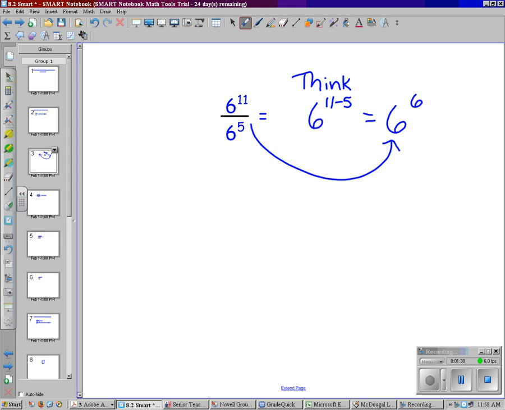Angela? When it says 11 minus 5, it does mean the 6th power. It doesn't mean 6 to the 11th minus just 5. No, no. It's 6 to the 11th power divided by 6 to the 5th power. And what we get to do is subtract the exponents because of the following thing. When I was in high school, I didn't learn how to subtract the exponents. That's not how we were taught.